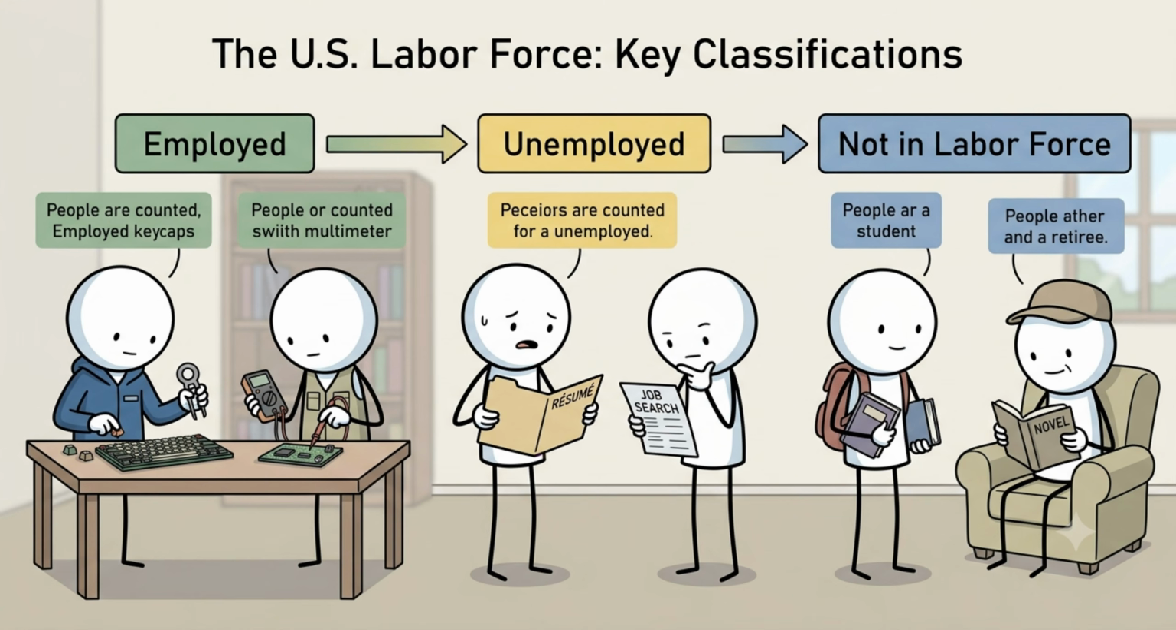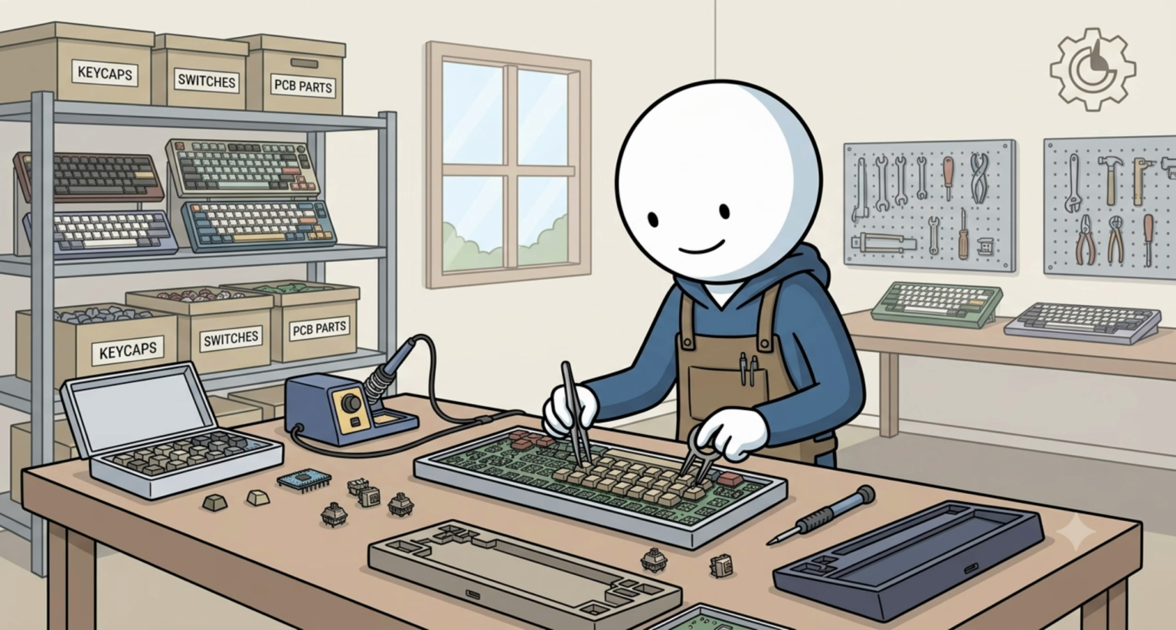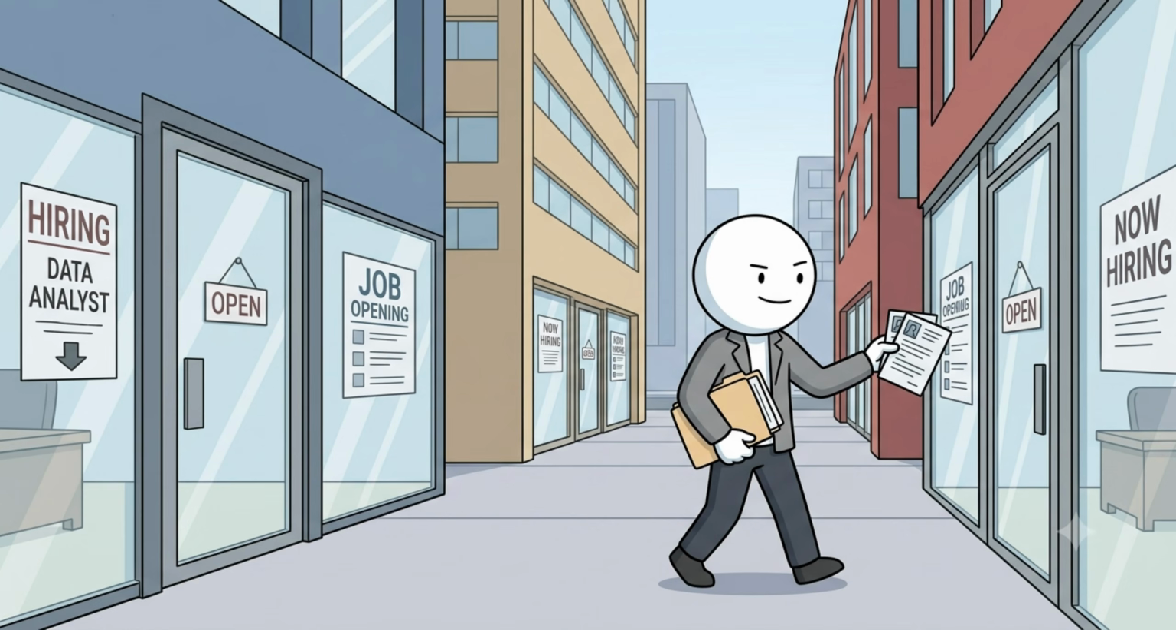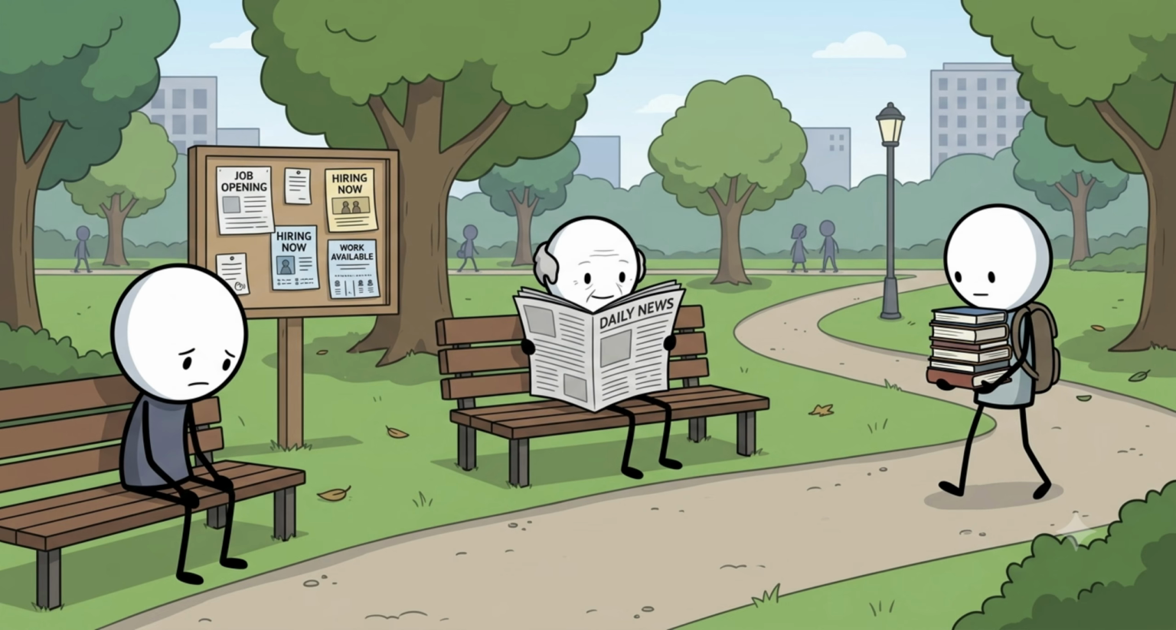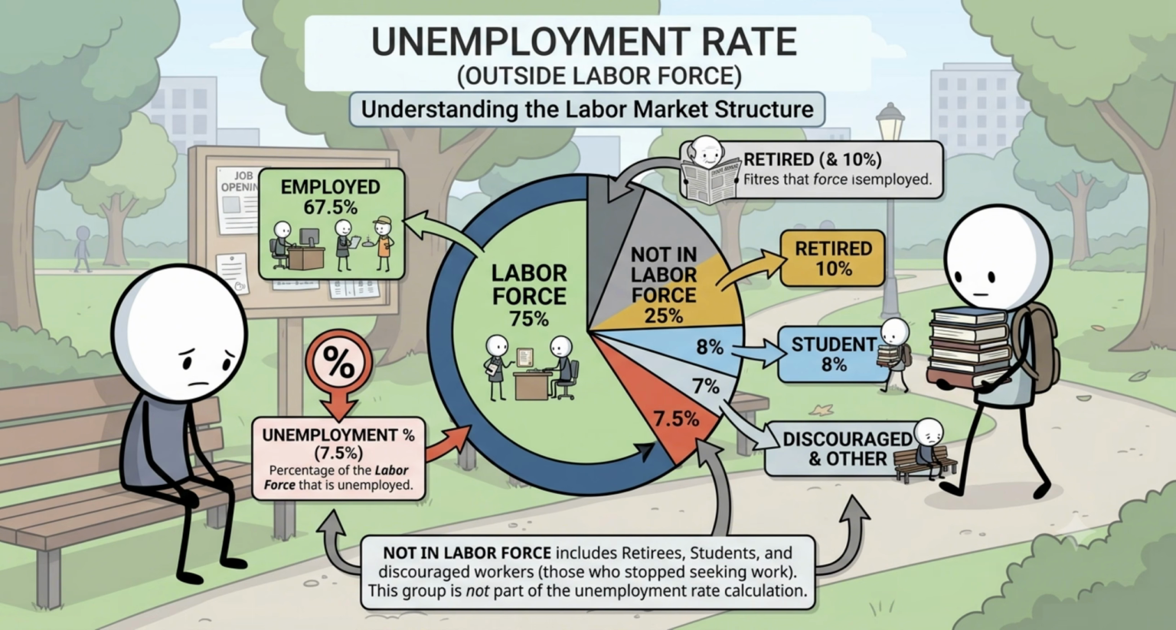These are people who don't have a job, are available for work, and have actively tried to find work in the last 4 weeks. The third group is not in the labor force, which includes retirees, students, and discouraged workers who have given up looking. The unemployment rate is the percentage of the labor force that is unemployed. John realizes that even in a healthy, booming economy, the unemployment rate is never zero. This is what economists call the natural rate of unemployment.